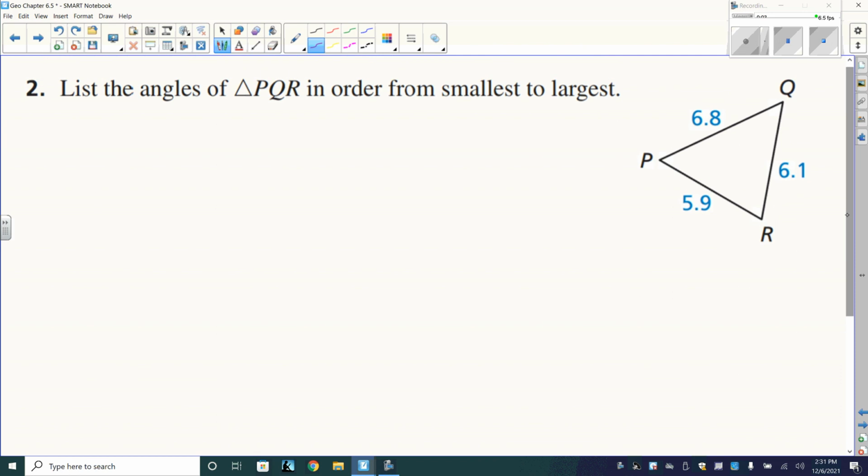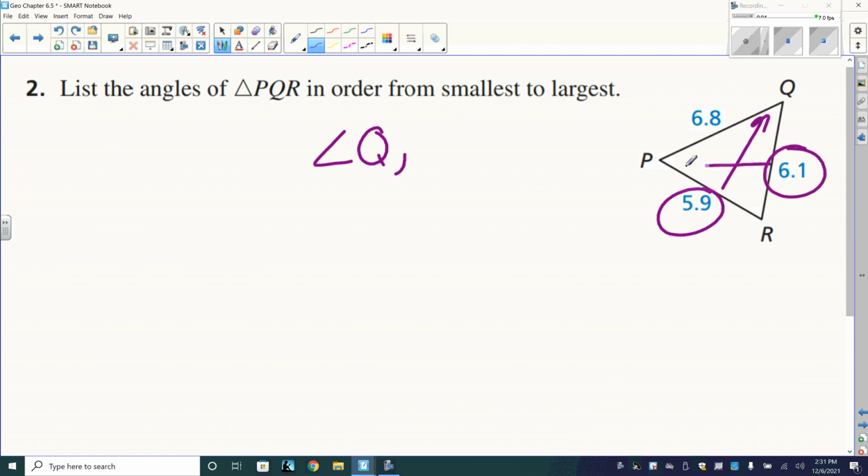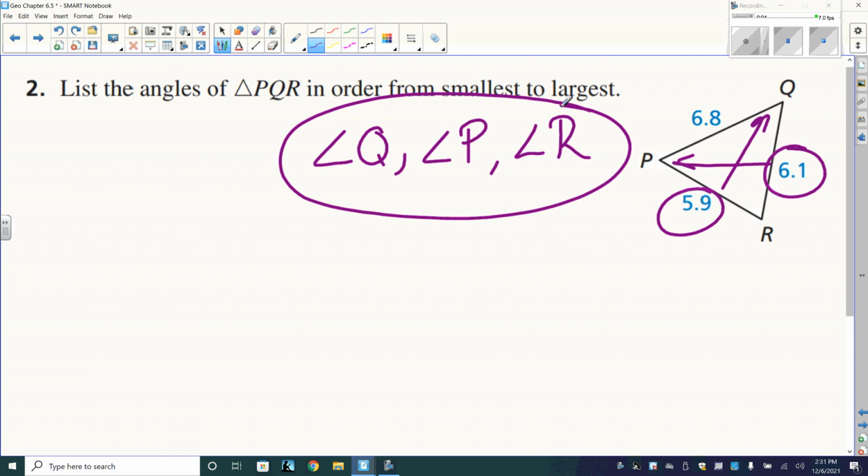So looking at this here, smallest to biggest, so we look at the smallest side, which is opposite angle Q. So angle Q is the smallest angle. The next biggest side would be, which is opposite angle, and that leaves us with angle R. And that's it. Any questions on this here? Do we need to see another example of one of these with angles?